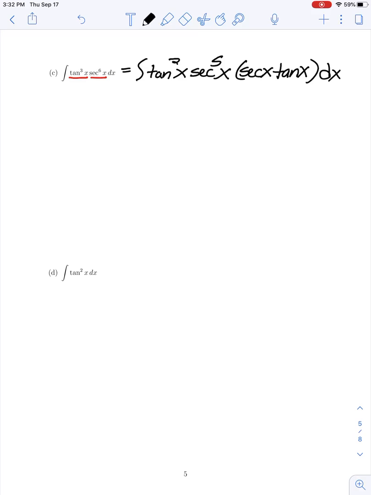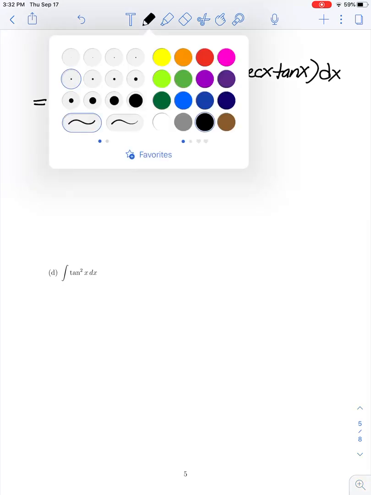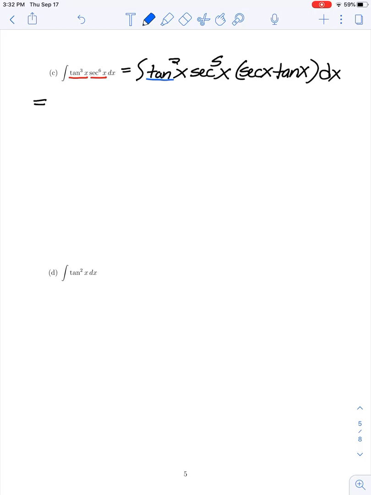Now, after I factor out my secant x times tangent x, I want to rewrite everything else in terms of secant. So I'm going to use the fact that tangent squared x is equal to secant squared x minus 1.